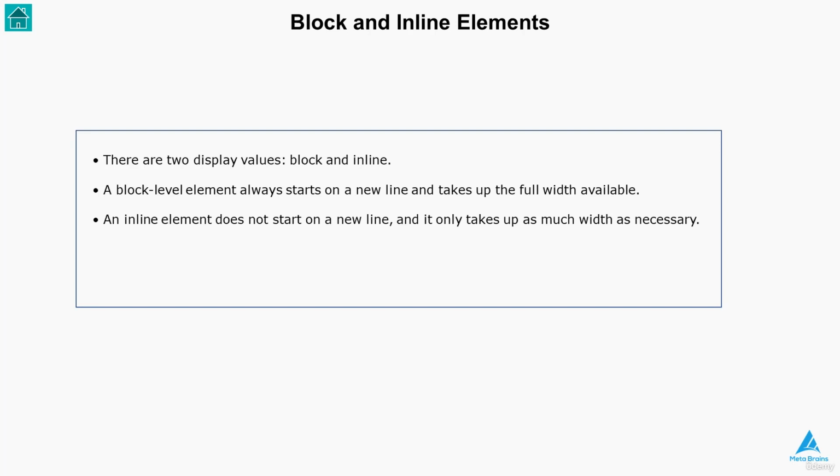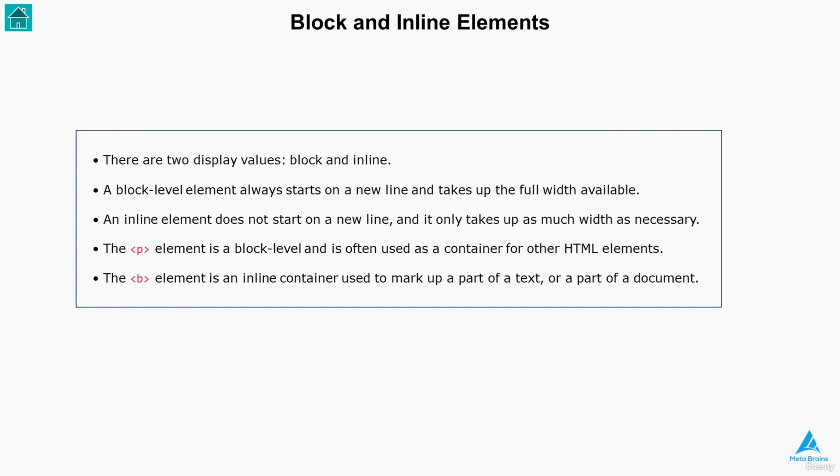The P tag is a block level element. Whenever we use this tag, the P tag, we'll always find our text on the next line. The B tag is an inline level element and is used to mark or highlight any text.